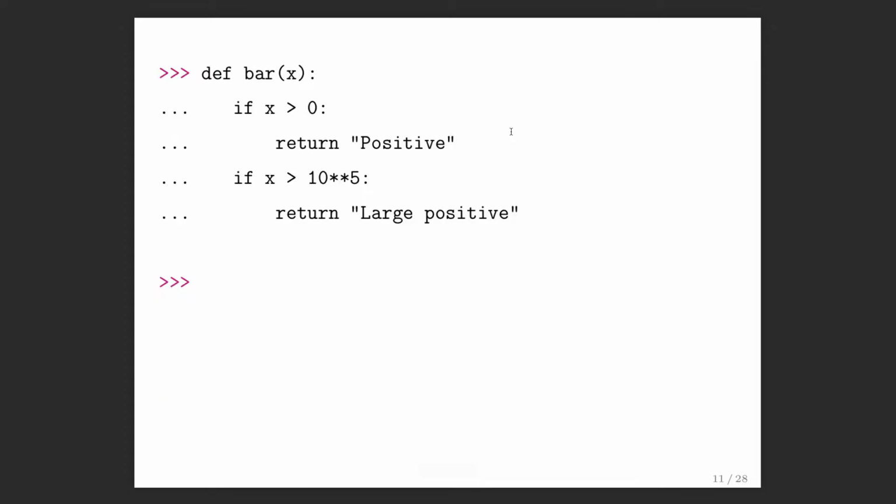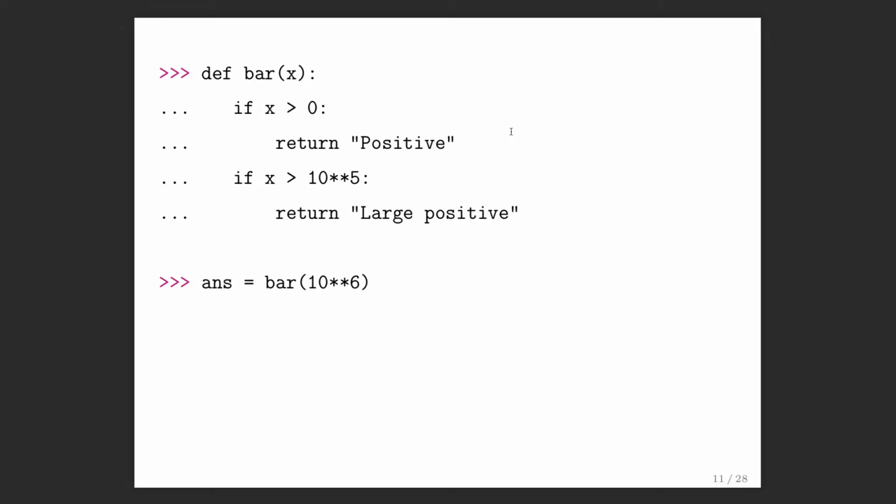Alternatively, what happens if I define a function called bar? It's defined in the exact same way, except I've swapped the prints for returns. And now I say answer is equal to the function evaluated at 10 to the power of 6. Now what happens? Huh?